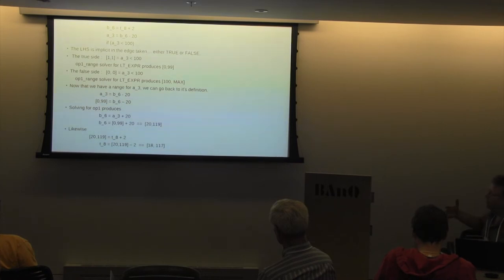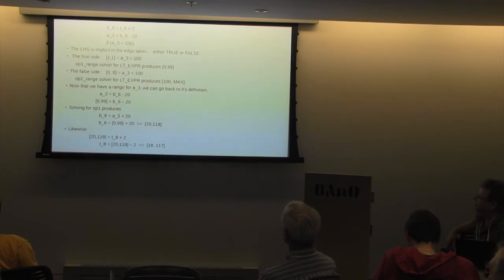So that's how we use the backwards walk. We figure out at the very bottom, since you're asking for the range on the true edge, what the value of A3 is, then we go look at the value of A3, and we can substitute that back in. Now we can calculate a range for A6 in this example too. So coming out of the block, we can calculate a range for A3 and we can calculate a range for B6.